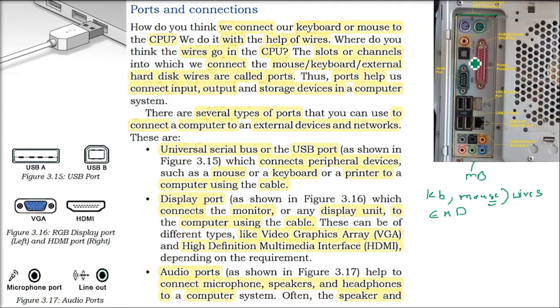For example, an external hard drive, you have to put it somewhere. You have to make the connection and that connection is through ports. So we connect our different peripheral devices to the CPU through wires or non-wires also today. So these slots or channels connect the mouse, keyboard, external hard drives, also the network, to your system.